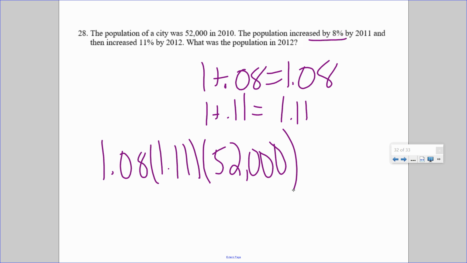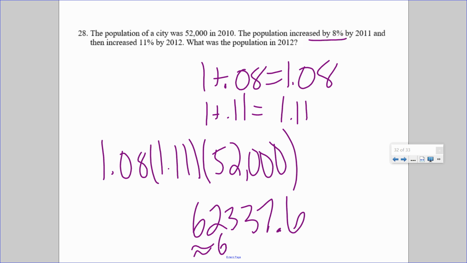And I got 62,337.6. So we'll say that's approximately 62,337, because we can't have a sixth of a person. And that's it. So if you have a compound percent, then you are just doing the same thing you've been doing, converting them to a decimal or a fraction. If it's increasing or decreasing, you're adding or subtracting it to 1, and you're just multiplying both of those by the original instead of just 1.